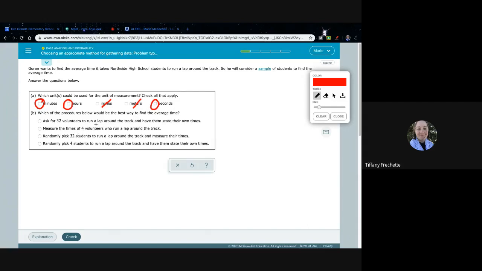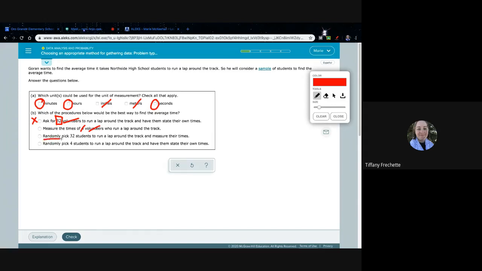Which of the procedures below would be the best way to find the average time? So ask for 32 volunteers. Oop, we don't like volunteers. As soon as I hear volunteer, I'm going to cross that off. Measure the times of 4 volunteers. Oh, I don't like that. 32 might be okay. That's an okay sample. This says 4 volunteers. That's not a big enough sample.